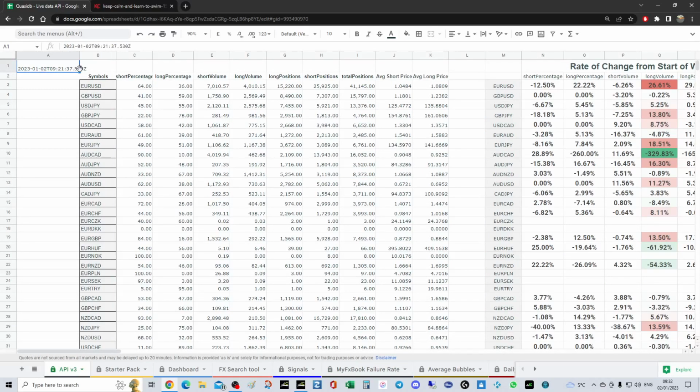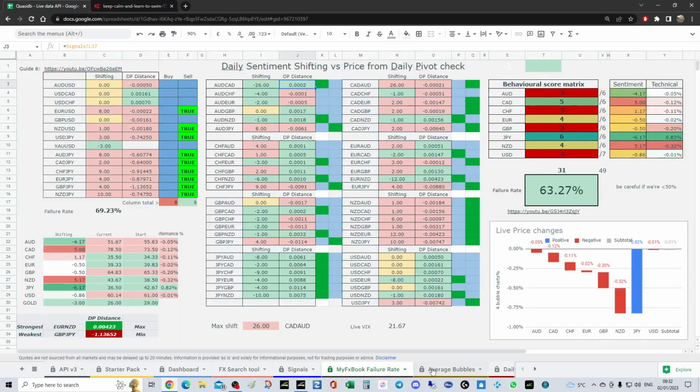So don't feel like you can't ask me questions. You must feel that you can. My door is always open. And if there is anything that is confusing, just let me know. DP is daily pivot, for example. You might wonder what DP distance is. It's where price is currently relative to the daily pivot. And hopefully things are straightforward enough, especially if there's a video there. But if you watch the video and you're still confused, then definitely let me know.